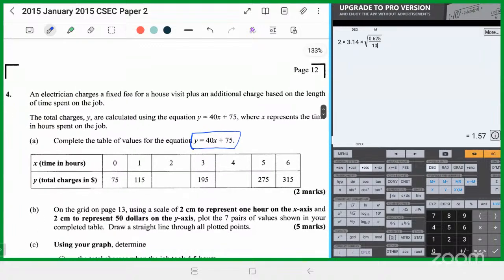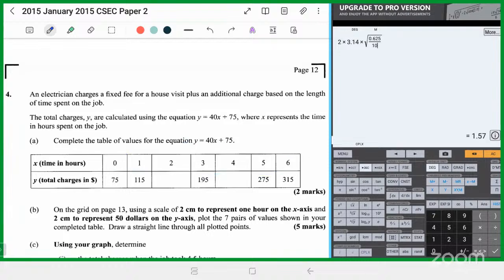So people ask all the time, is linear coordinate geometry and the stuff that we do in class related to real life? Yes, this is a good example of that, because we're using a linear equation to calculate somebody's charges for a job. All right, so I want us to complete the table.